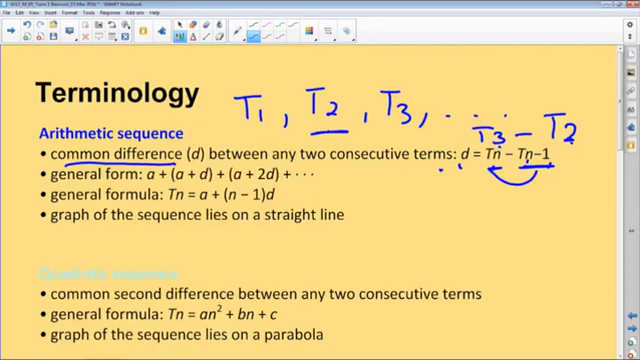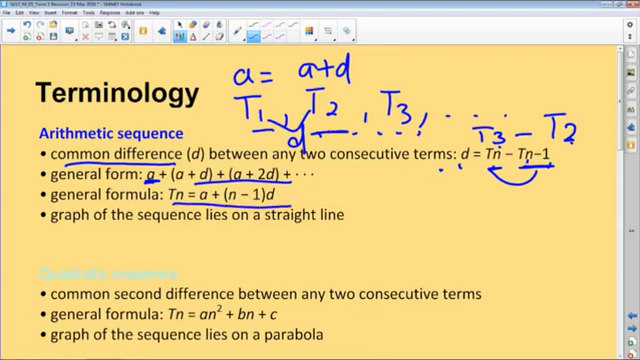Okay? The general form, so we know that term 1, we say, is equal to A. All right, the next term, if I want to get to the next term and I know the common difference between the two terms, I simply take A and I add D, and we continue in this fashion so that you can see what the general form is for your arithmetic sequence. The formula that you use to find a general term is Tn is equal to A plus (n minus 1)D. And if you were to graph an arithmetic sequence, it would lie on a straight line. So it's a linear number pattern.